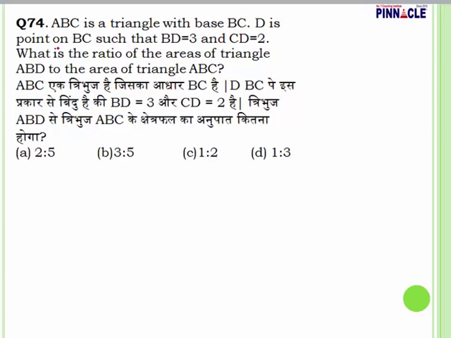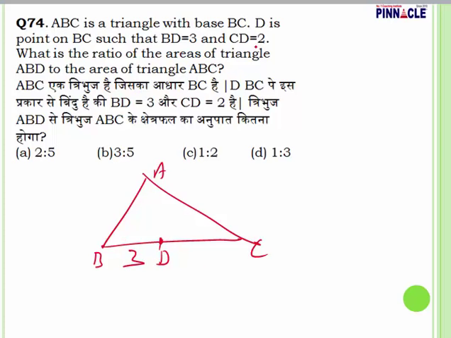Next question, question number 74. ABC is a triangle with base BC. D is a point on BC such that BD is 3, then CD would be 2. What is the ratio of the area of the triangle ABD to the area of triangle ABC? This is ABC, A, B, and C, and base is BC. We have to find the ratio of these two.